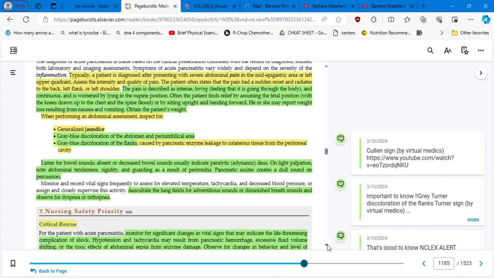And let me review something else. Appendicitis is the right lower quadrant. Okay, so there you go. We are kind of reviewing the pain and the location. Assess the intensity and quality of pain.